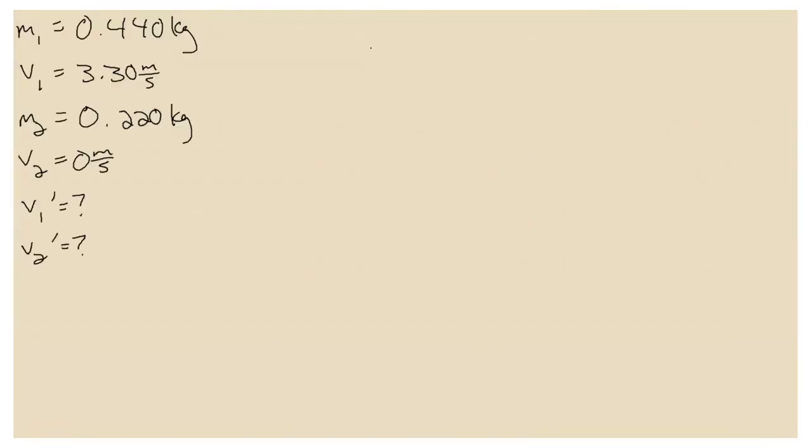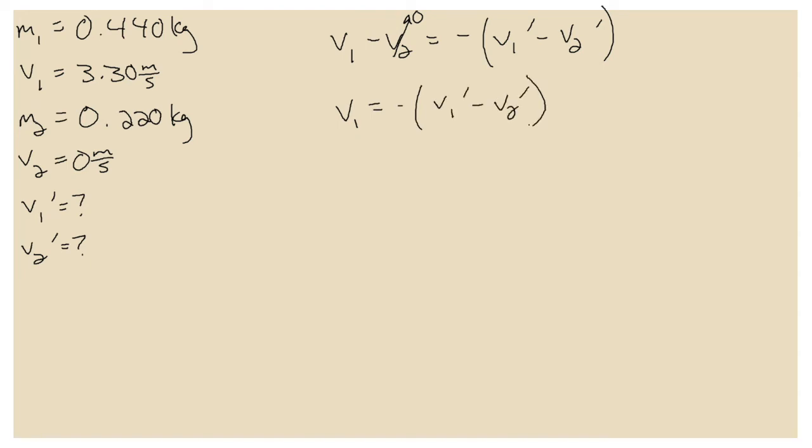So we have v1 minus v2 equals the negative of v1 prime minus v2 prime. And here, this I decided to do for our first example. This one's a little easier because v2 is 0. So that means here we have v1 equals negative v1 prime minus v2 prime. And you could really do this whichever way you'd like. It doesn't really matter. But the first thing you have to do is distribute.